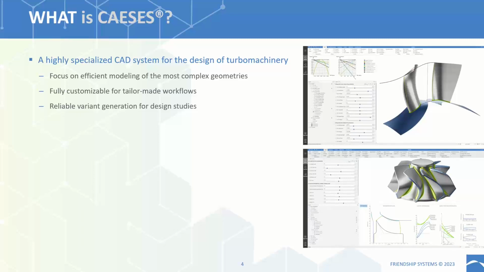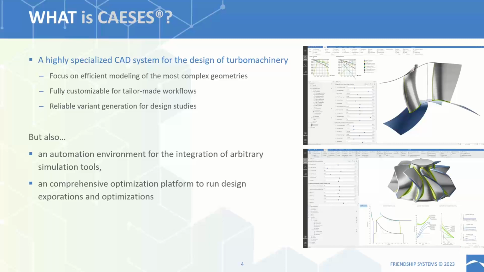And we have a focus on reliable variant generation for design studies. So it's not a pure CAD system, but the end goal of what we're doing is we want to run optimization studies, design explorations, optimizations, and we need a very reliable means of generating geometry variants. But CAESES is not only a CAD system, but it's also an automation environment where you can integrate arbitrary simulation tools and involve them in the optimization process. And it is also a comprehensive optimization platform where you can run these kind of design exploration and optimization studies.